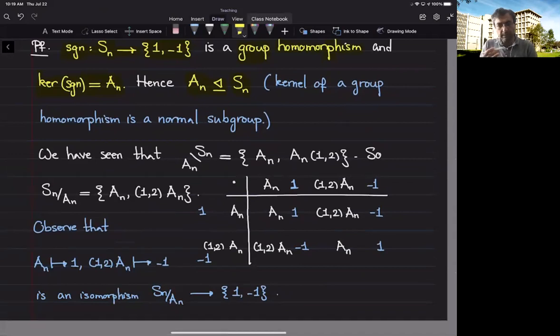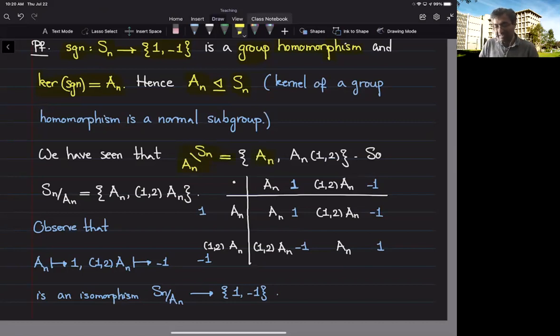Okay, so where we showed that the index of A sub n in S sub n is 2, in fact, we proved that every coset that's represented by an even permutation is simply A sub n, the coset that's represented by the neutral element, and every coset that's represented by an odd permutation can be represented by a transposition like (1 2). So this we've seen before, that the set of right cosets of A sub n has only two elements.